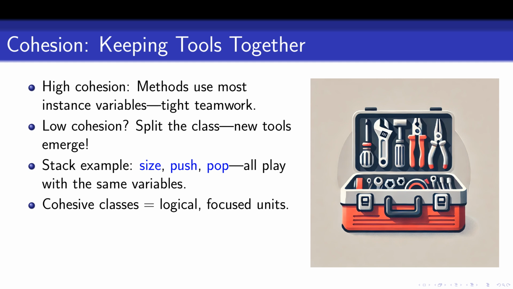Cohesion is all about keeping your class's tools working together like a well-oiled machine. High cohesion means most methods use most instance variables, creating tight teamwork. If cohesion is low, it's time to split the class into new, focused units. Think of a stack class where methods like size, push, and pop all work with the same variables. Cohesive classes are logical and focused, making your code intuitive and effective.